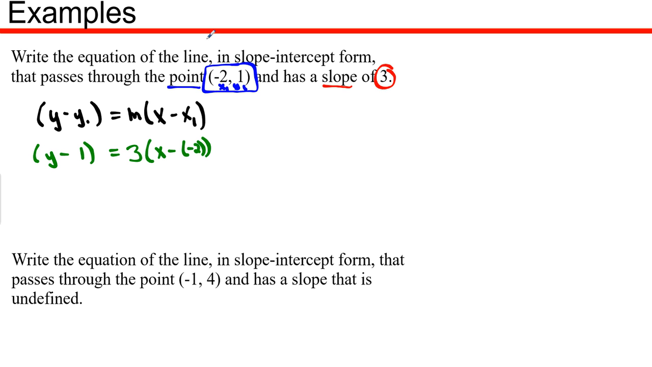You got to be careful when you have negative values as points because you got to make sure you put those in parentheses, because some math's going to happen here before we actually distribute. And then we just simplify. So now we have it substituted, so simplify.